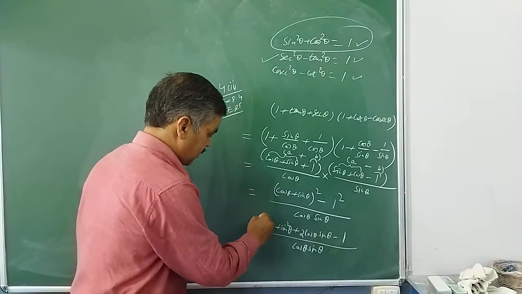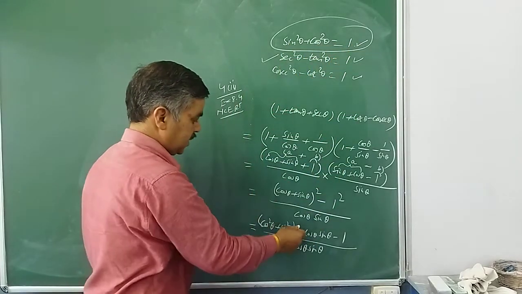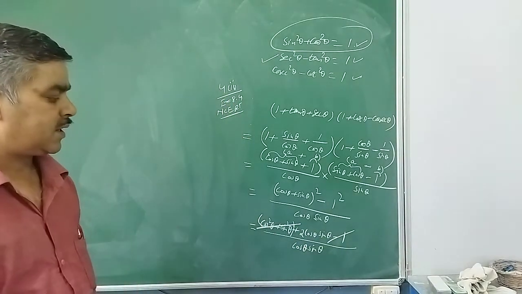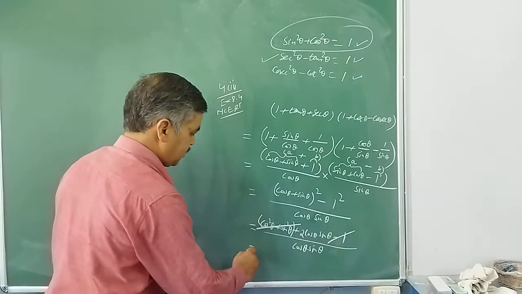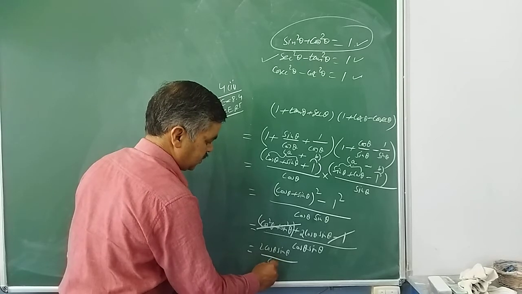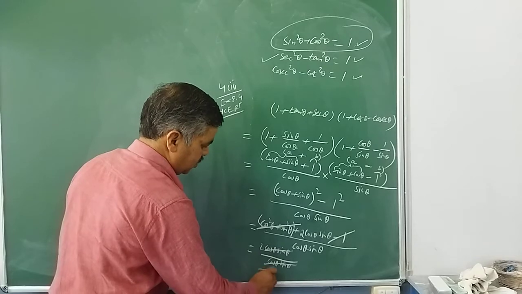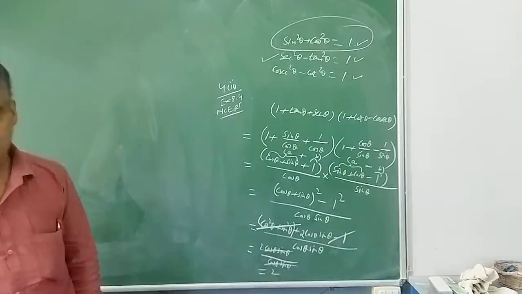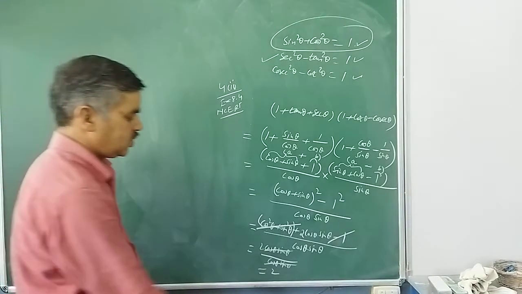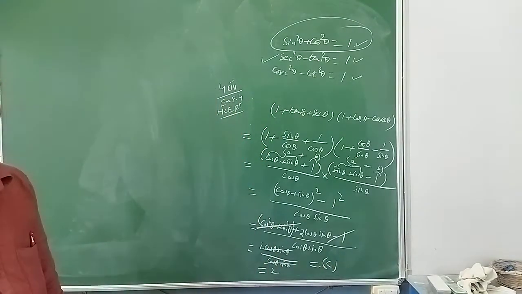Now what about this? That is the identity here, cos square theta plus sin square theta is equal to 1. So this is 1, this is minus 1, I can cancel it directly. Then I'm left with 2 cos theta sin theta upon cos theta sin theta. So you cancel it also, you are left with 2, which is one of the options out of 4, and that option is lying at C. So C is the correct option for this answer. Option C is the correct option.